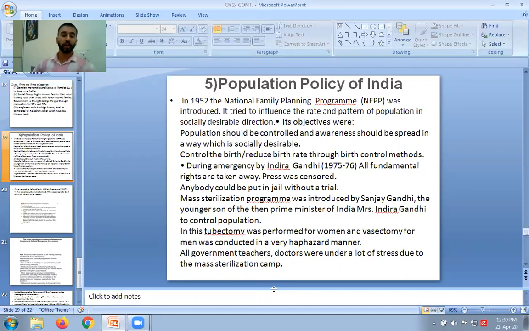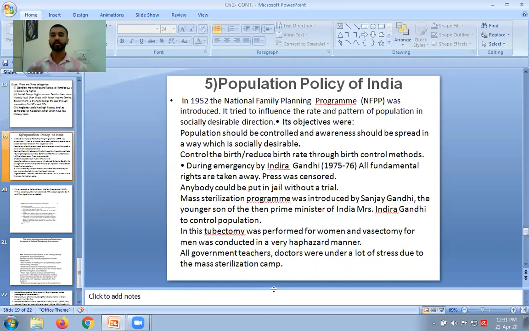Okay, so the mass sterilization program was going on, where the majority of the population was pushed to go for mass sterilization to have permanent birth control, right? So this is what was happening. People were forcefully pushed into the camps to adopt this mass sterilization method. But some people were not ready to go for sterilization. But the government was not listening to anyone.